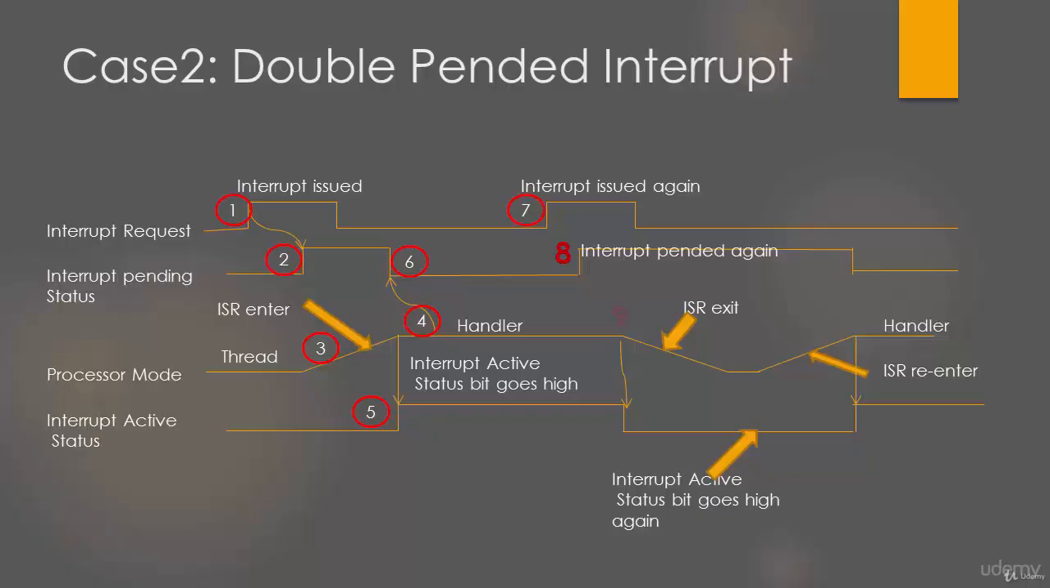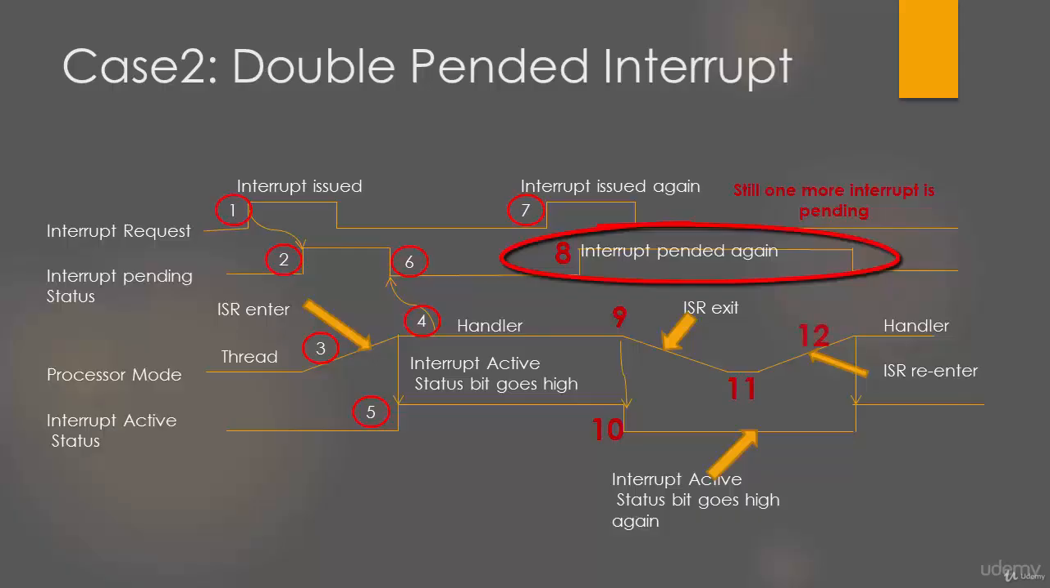The processor now completes the ISR of the first interrupt and returns to the thread mode, and the interrupt active status bit will get cleared. But since there is one more interrupt pending bit active, the processor immediately re-enters the handler mode to execute the ISR for the second interrupt. And again, the pending bit is cleared once it starts executing the ISR, and the interrupt active bit corresponding to the second interrupt goes high again.